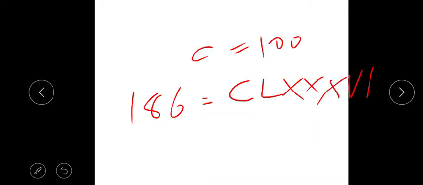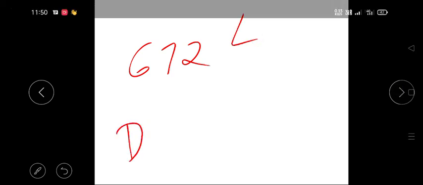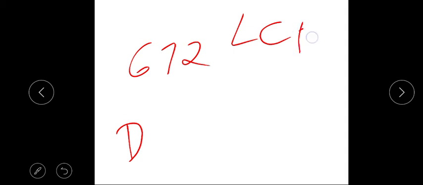D is the symbol used for 500. Think of LCD: L is 50, C is 100, D is 500, then M is 1000. So for 500 we are using D. L is 50, C is 100, D is 500. Think of LCD.